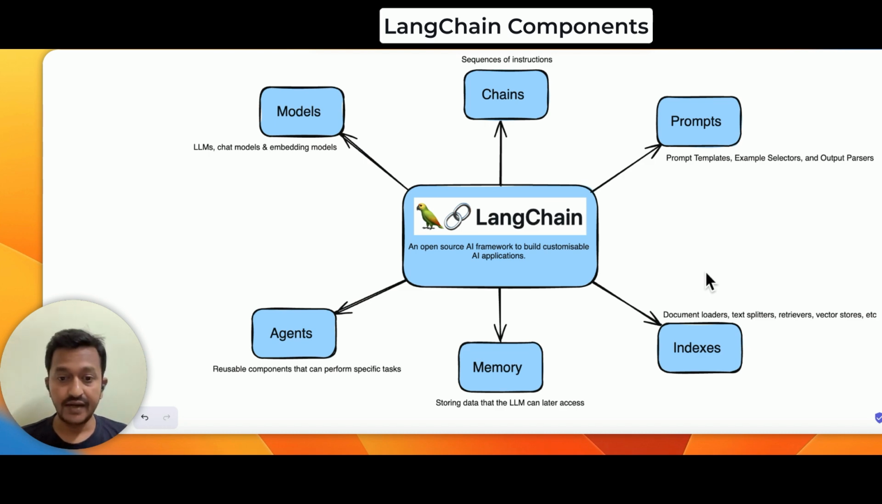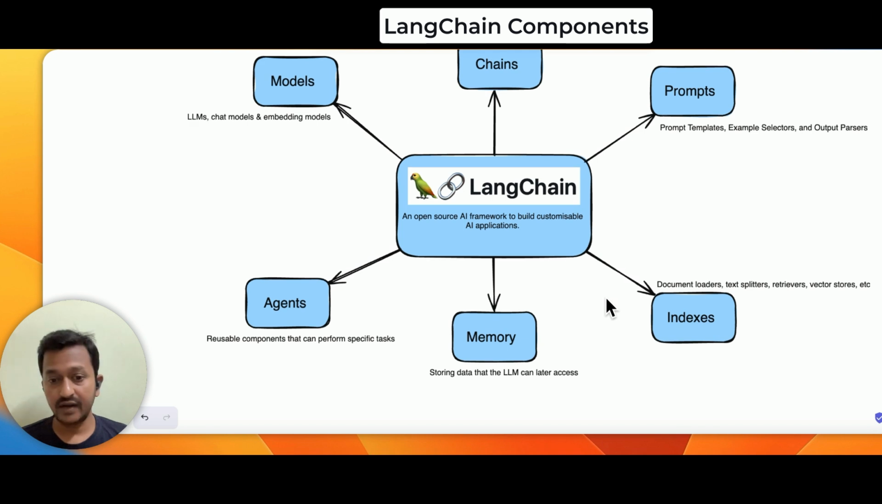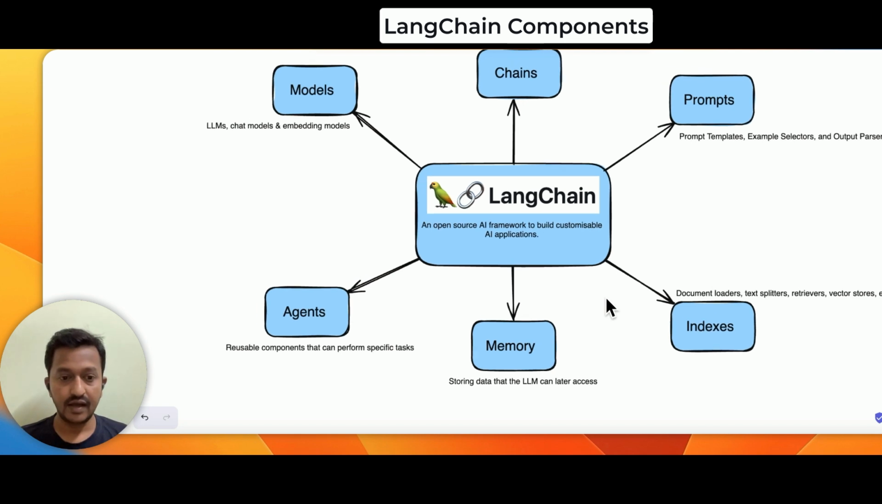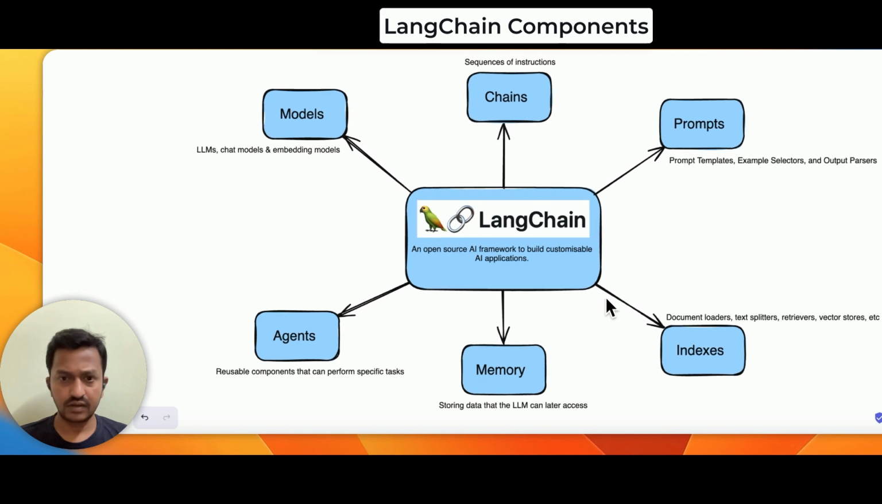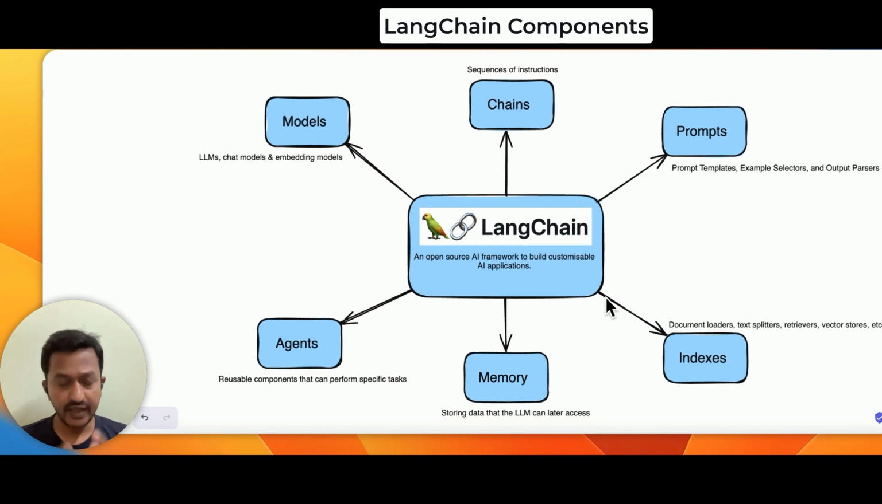Then comes the memory part, which is responsible for storing data that the LLM can later access, like chat message history. And then comes the agents. As we all know, it's a reusable component that can perform specific tasks like code generation or text generation and all that sort. So this is about the six prominent modules, or components, of LangChain.